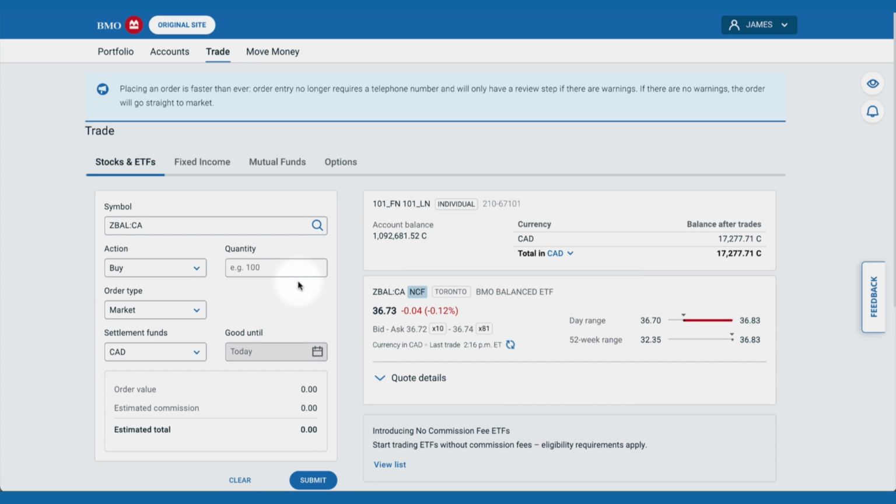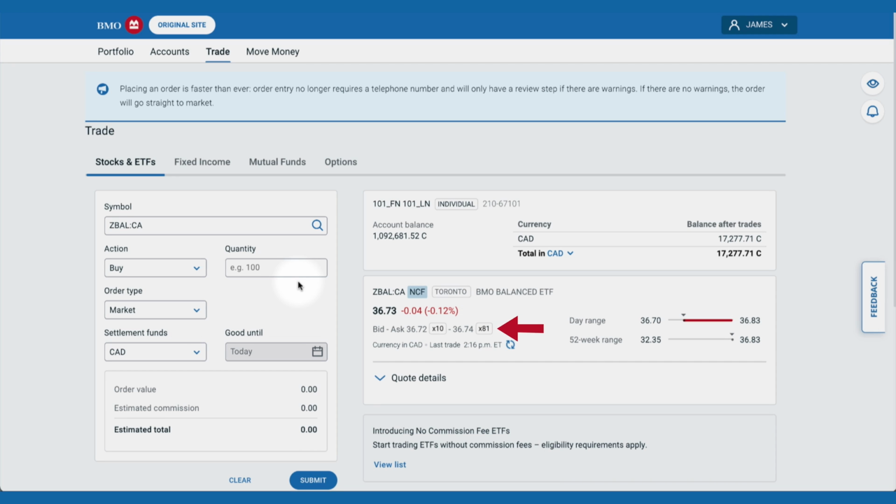In the middle, we see some basic information. We see the ticker symbol here. CA means it is traded on a Canadian exchange. NCF means there are no commission fees to buy this ETF. The name of the ETF appears here. We see the current price here, and it's listed in bold at $36.73 per share. These numbers indicate that the price has gone down during this trading session by 0.12% or 4 cents.